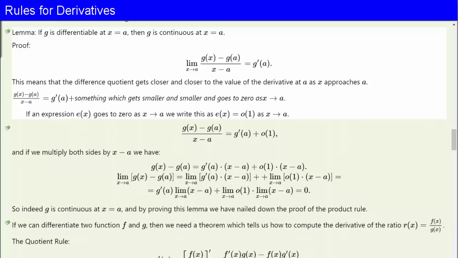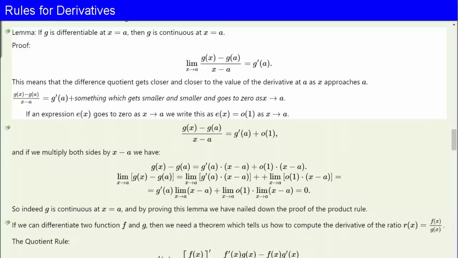The ratio g of x minus g of a to x minus a is equal to g prime at a plus something which gets smaller and smaller and goes to 0 as x goes to a. We do have a shorthand notation for this ridiculously long statement, and we may as well introduce it now to avoid having to write it again. If an expression e of x goes to 0 as x goes to a, we write this as e of x equals little o of 1 as x goes to a. This notation was introduced by the English mathematician J.E. Littlewood of Cambridge University, who just got tired of writing out phrases like the above.